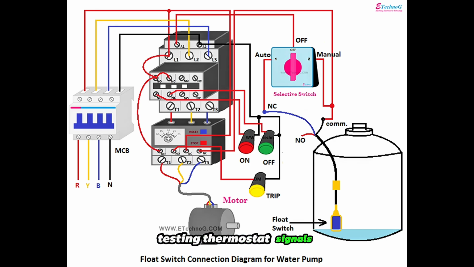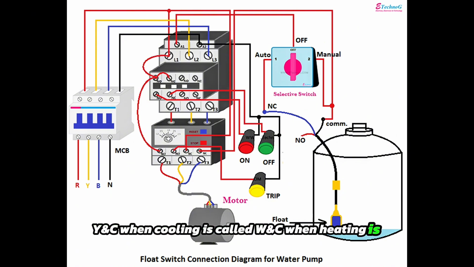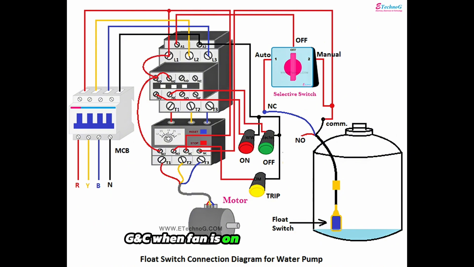Testing thermostat signals. Use your multimeter and test between R and C, which should have 24 volts. Y and C when cooling is called. W and C when heating is called. G and C when the fan is on, or auto with a call. No voltage? Check the float switch, fuse, or transformer.